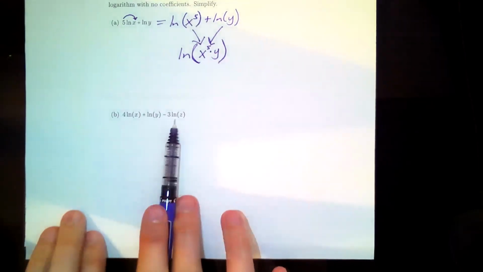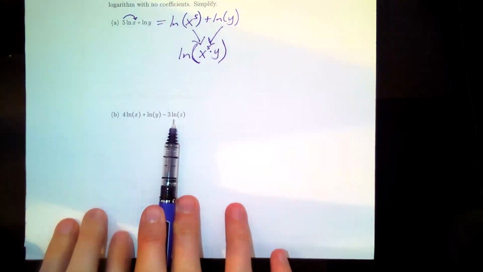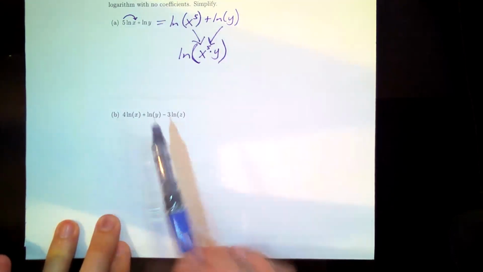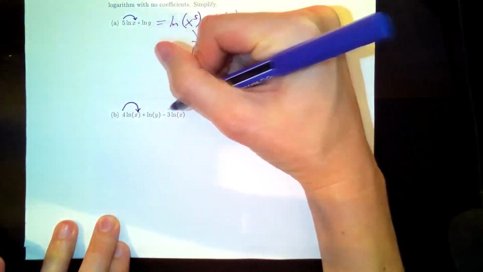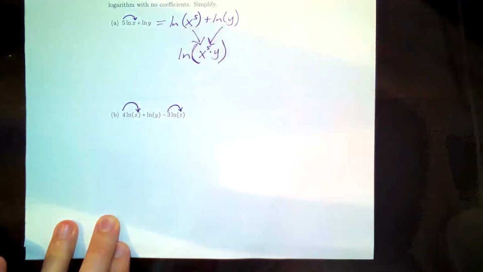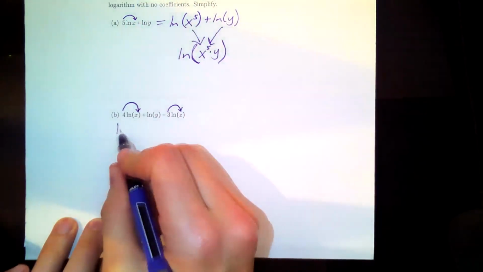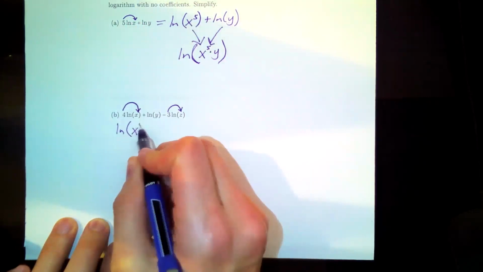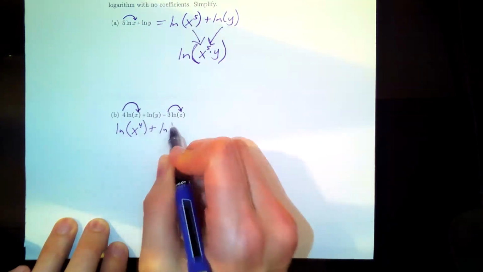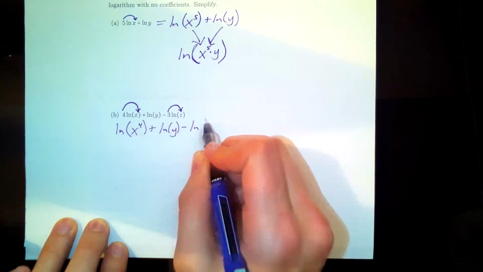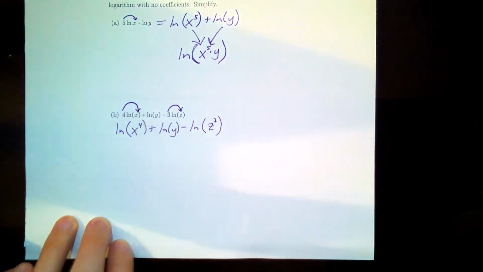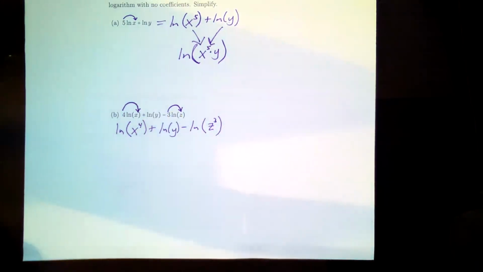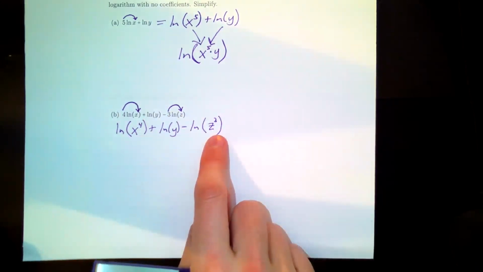All right, let's do part B. Here's my 3 logs, and we want to scrunch it back down into 1. And first thing you want to do is if there's any numbers out front, you've got to put them back in their rightful place as a power on whatever the inside of that log is. So this is supposed to look like ln of x to the 4th plus ln of y minus ln of z cubed. So those become powers on your arguments there.